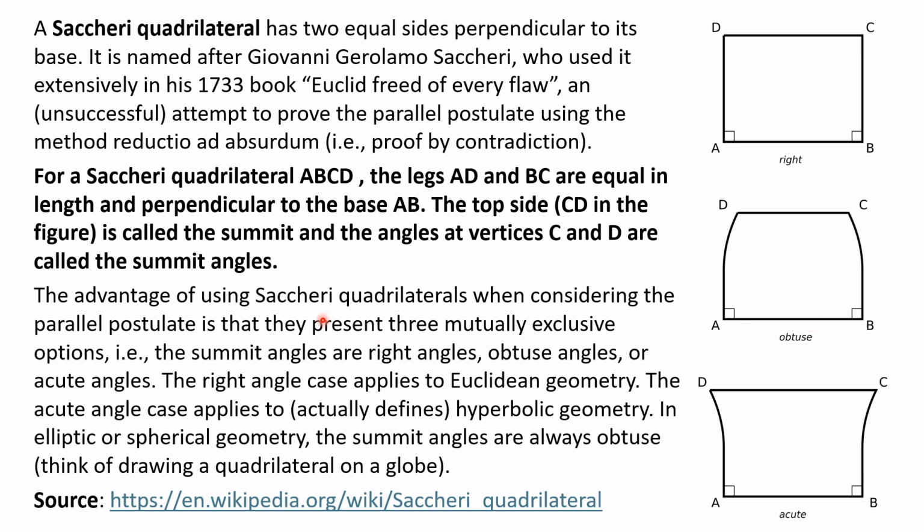So the Saccheri quadrilateral having summit angles greater than 90 degrees is equivalent to what we'll see is the elliptical or spherical geometry. And then if the summit angles are less than 90 degrees, this picture down here on the bottom, then we have hyperbolic geometry. And we'll actually use this to define hyperbolic geometry, as you'll see in a future lesson. And this figure here comes from the Wikipedia article, Saccheri quadrilateral.